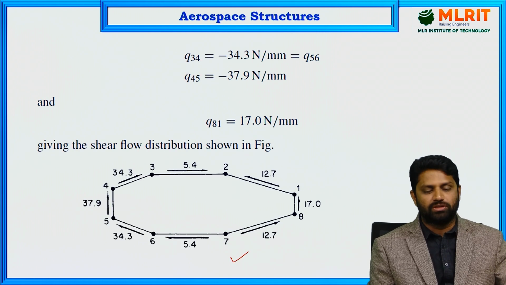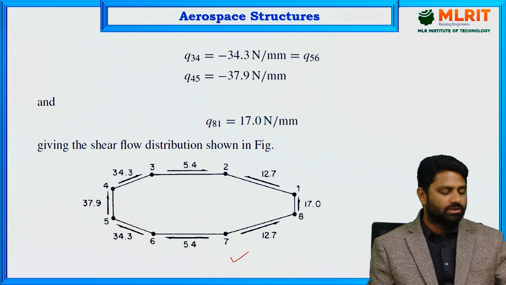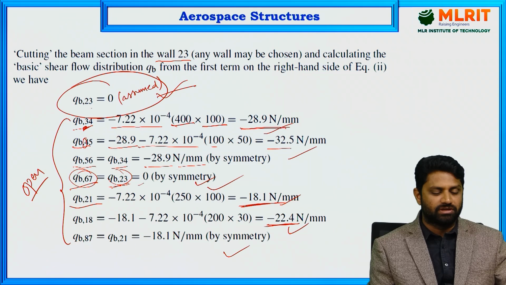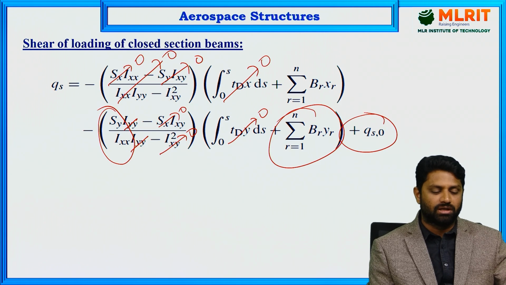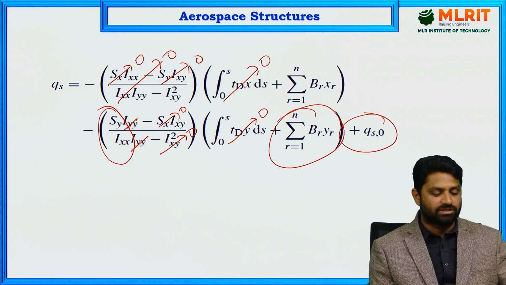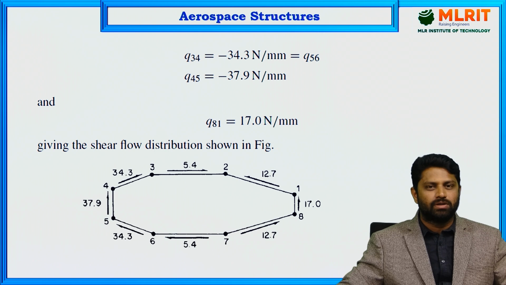Okay, so that's all from today's class on shear of closed section beams subjected to shear loads and calculation of shear flows for the closed section beam. In the next class we'll discuss torsion of beams which are subjected to structural idealization. And in the next session we'll be discussing deflection of open and closed section beams, and we'll try to find out how the deflection is calculated for open section beams and closed section beams. Okay, so thank you everyone.